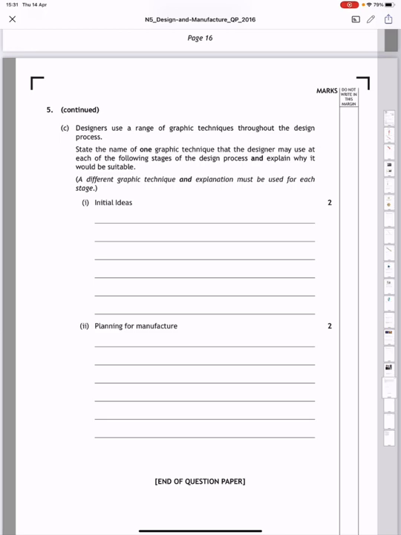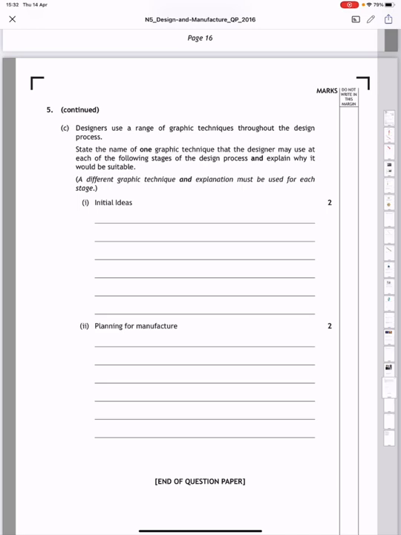Okay, in this example, which can be found in past paper 2016, it says, designers use a range of graphic techniques throughout the design process. State the name of one graphic technique that a designer may use at each of the following stages of the design process and explain why it would be suitable. So, question 5C1, what types of graphics would be produced when generating initial ideas? So, what types of graphics would we use? If you think back to your design work, we can use 2D sketches, 3D sketches. You might have enlarged detailed views, sectional views, exploded views, rendered graphics. So any of these would be acceptable as a technique, but for each of these techniques you also have to explain why it would be used.